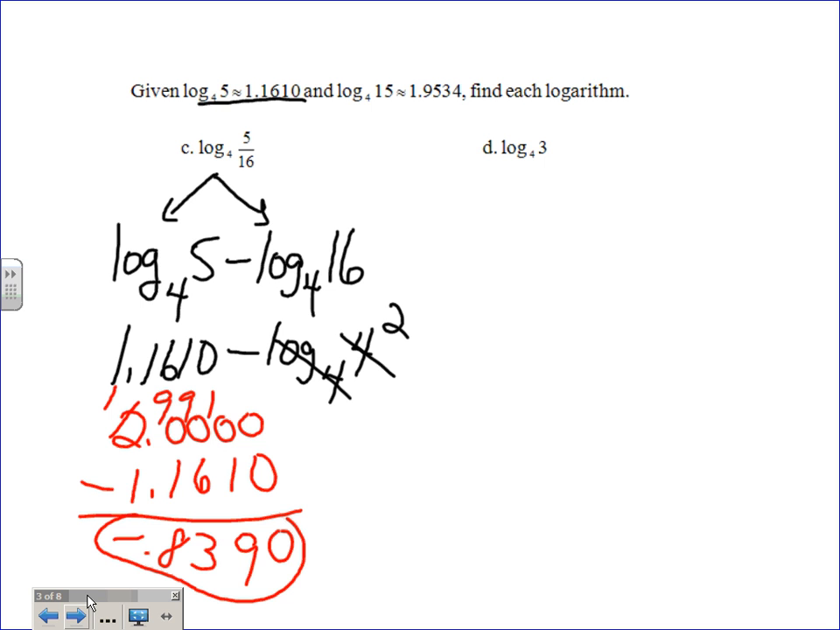D almost seems like it has to be a typo. Log base 4 of 3. Well, let's take a guess again, though. More than 1 or less than 1? Why has it got to be less than 1? Yeah, 4 to the first power would be 4, so this has to be less than 1. Is this going to be a negative? No, not once you get to fractions. Any way that we can get log base 4 of 3 out of this, Sarah?